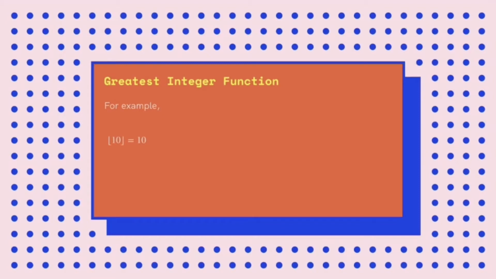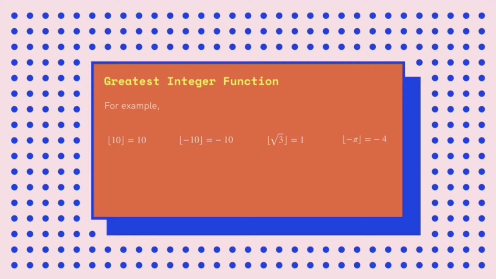GIF of 10, or the greatest integer function of 10, is equal to 10, since the integer less than or equal to it is itself. Similarly, GIF of negative 10 is also equal to itself, negative 10. Now the greatest integer function of square root of 3, approximately 1.73, so the integer less than or equal to 1.73 is equal to 1. So GIF of square root of 3 is equal to 1.